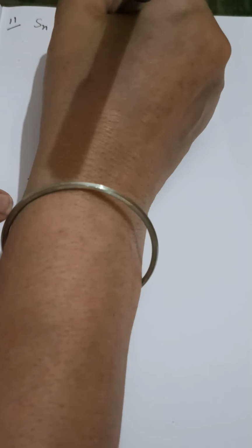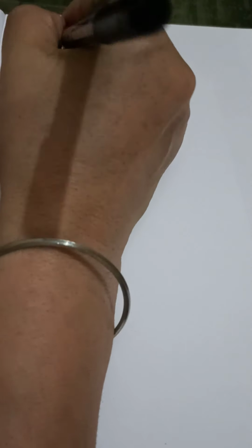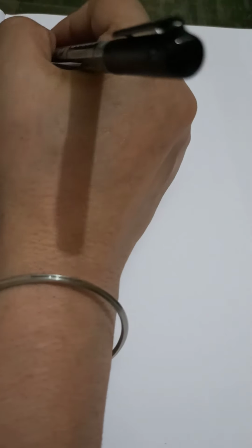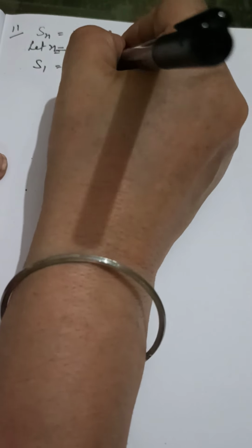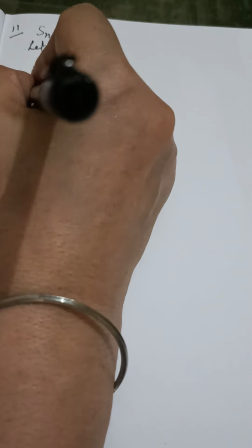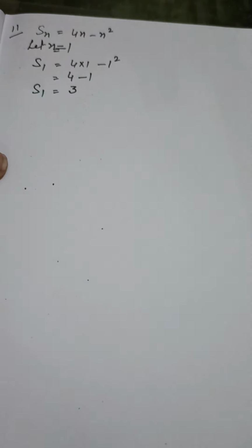If the sum of first n terms, that means Sn, is given to us. Sn is equal to 4n minus n square. It is given. So let n equal 1. What do we get? S1 is equal to 4 into 1 minus 1 square. That is equal to 4 minus 1. So S1 is equal to 3.